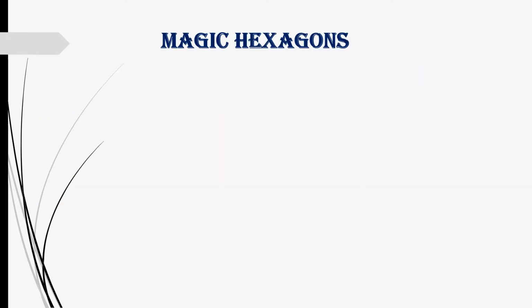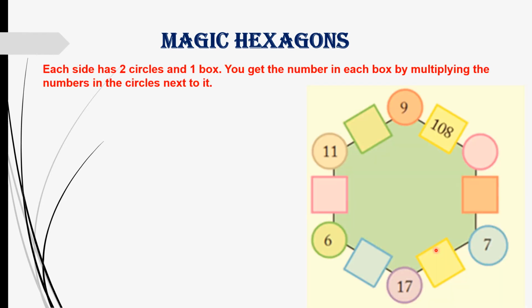Next topic is magic hexagon. So what is a magic hexagon? Each side has two circles and one box. As you can see on my screen, each side has two circles and one box. You get the number in each box by multiplying the numbers in the circles. Okay. If you want to find the answer in the box, then you have to multiply the two circles next to it.